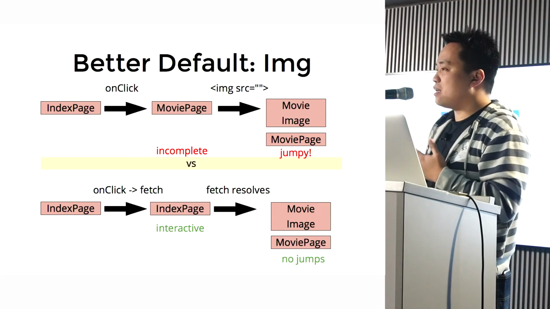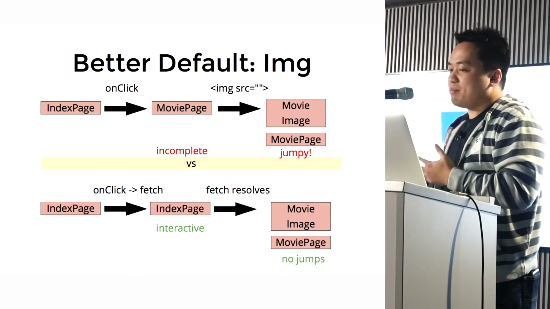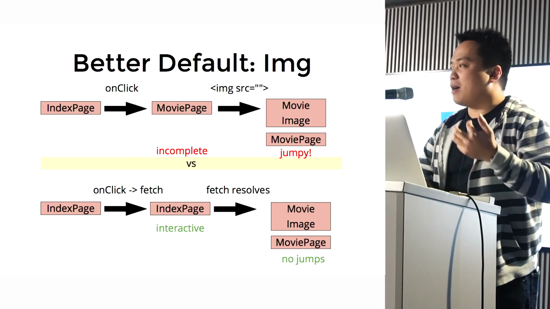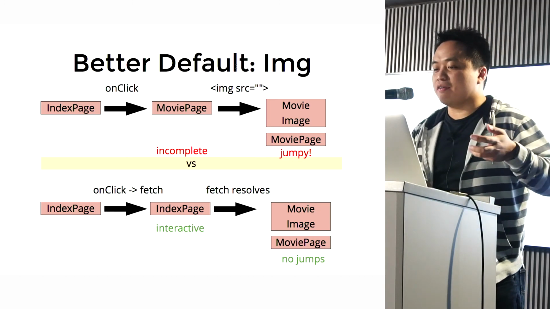What about data? What about images, right? I can fetch images in the exact same way. When I click to travel to a movie page, the movie page then loads an image tag with a source tag.